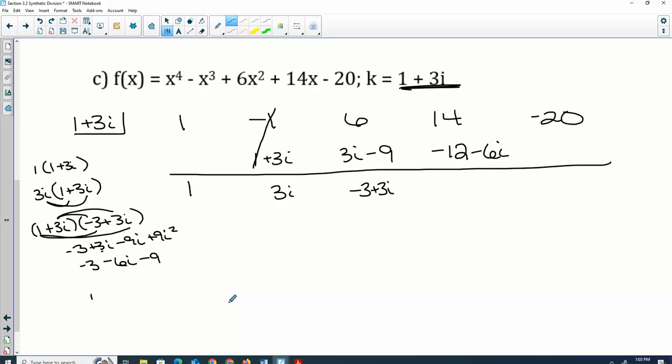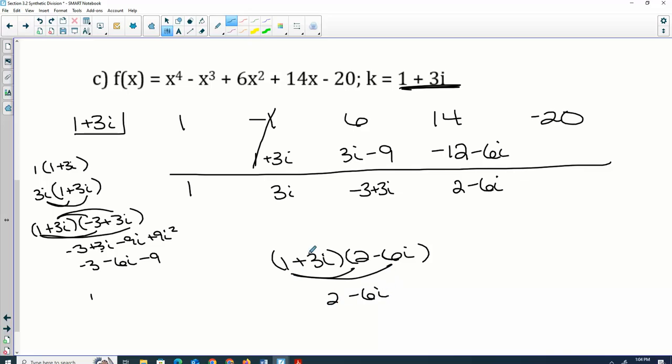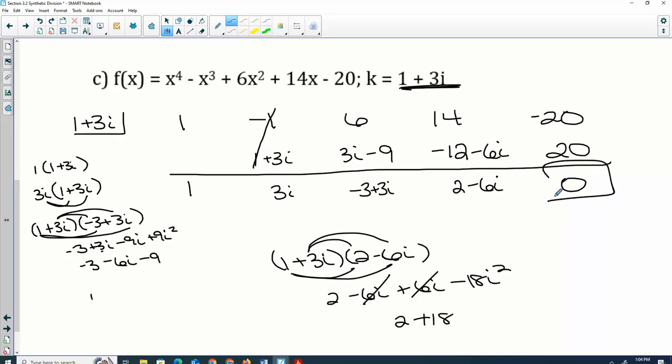Alright, is everybody with me? So if I combine my terms, I get 2 minus 6i. So I have to multiply one more time. 1 plus 3i times 2 minus 6i. By FOIL, I get 2 minus 6i plus 6i minus 18i squared. What happened to my 6i's? So I get 2 minus negative 18i squared, which turns into positive 18, which is 20, and I get 0. So, is this one a 0?